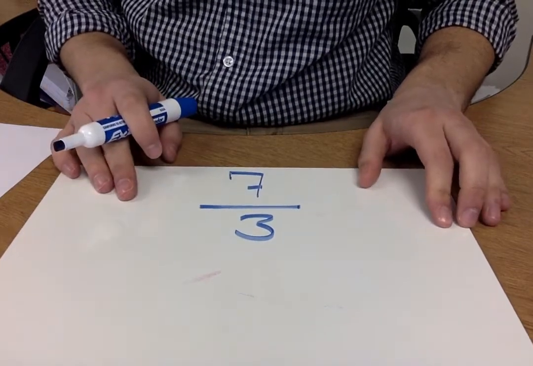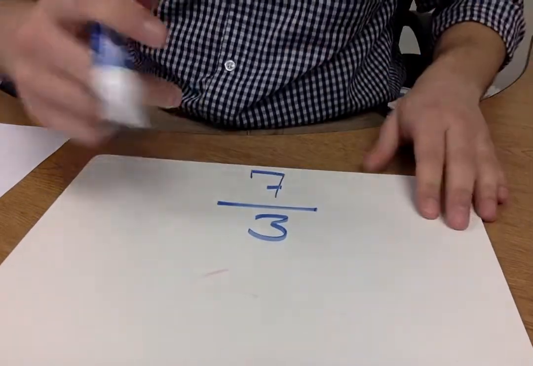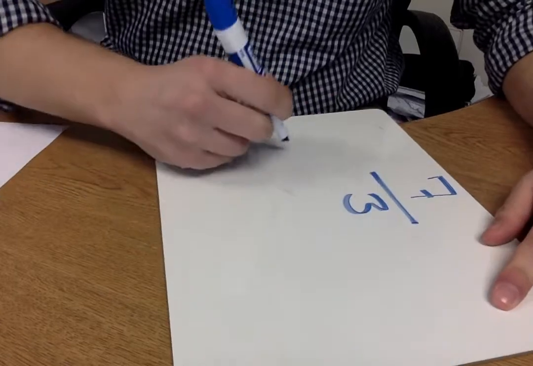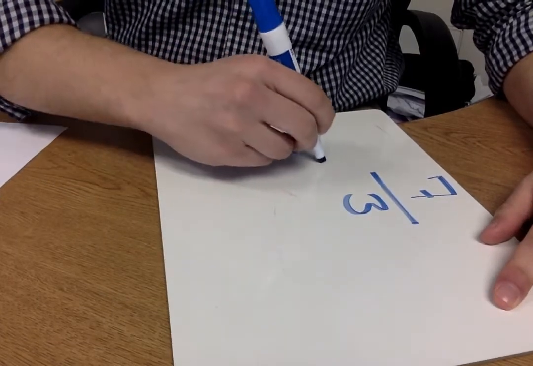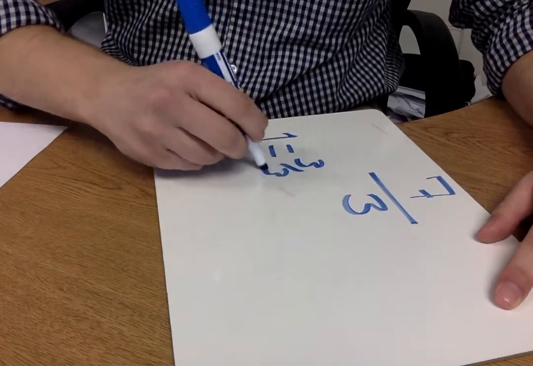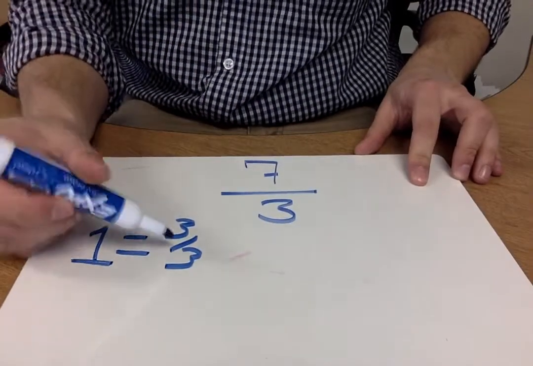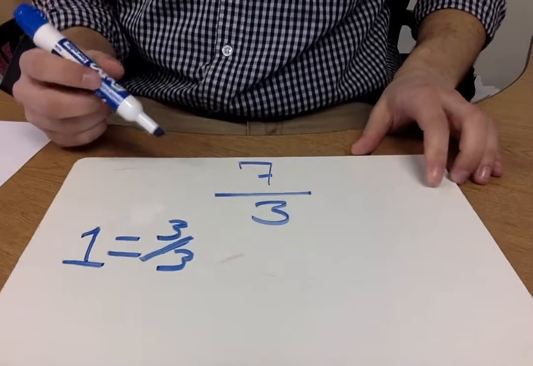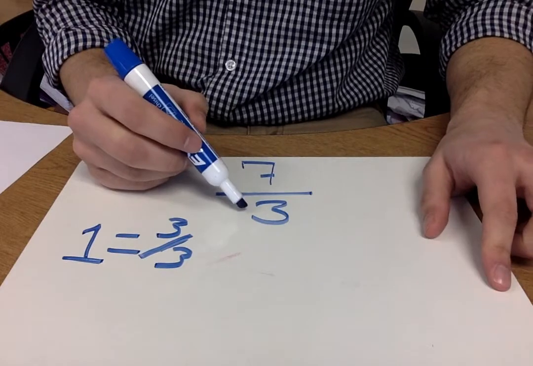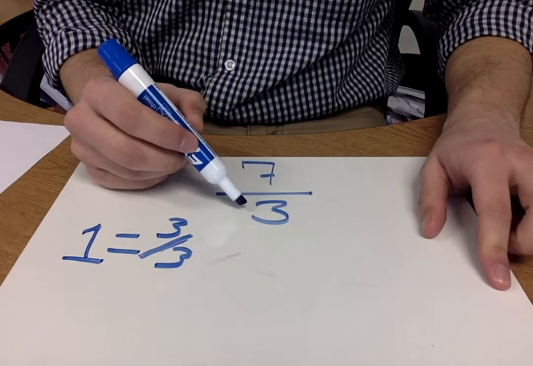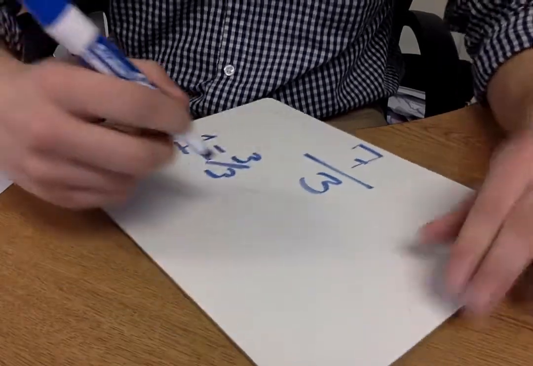So I can start by thinking to myself, well, what's 1 whole equal to in thirds? I know that 1 whole is equal to 3/3. My numerator is the same as its unit. So now I can skip count. I can use my knowledge of factors. How many times can I fit 3 into 7 without going over?